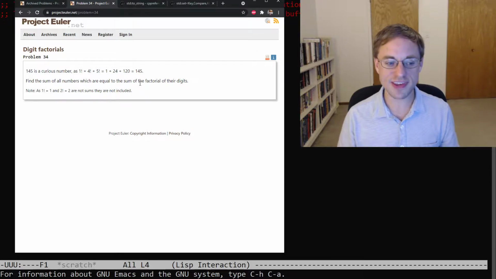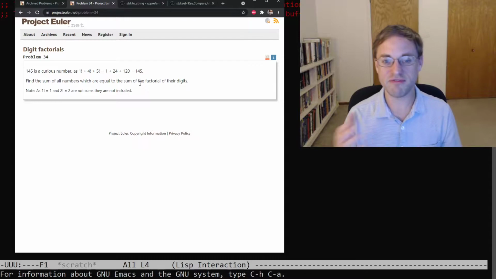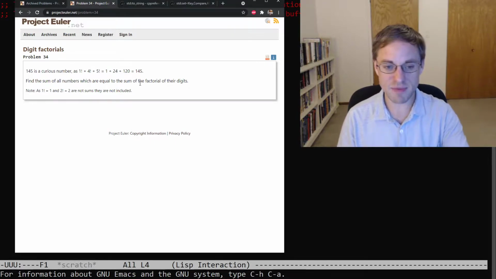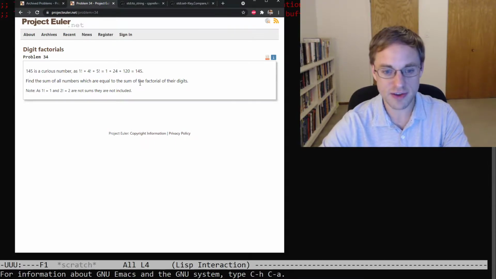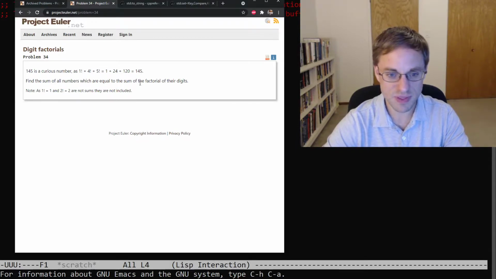Though I will concede that the difference between a real number theory problem and a fake number theory problem may just be a matter of the cleverness of the solver. I would consider this to be a fake number theory problem. And so we will be using brute force in order to solve it.